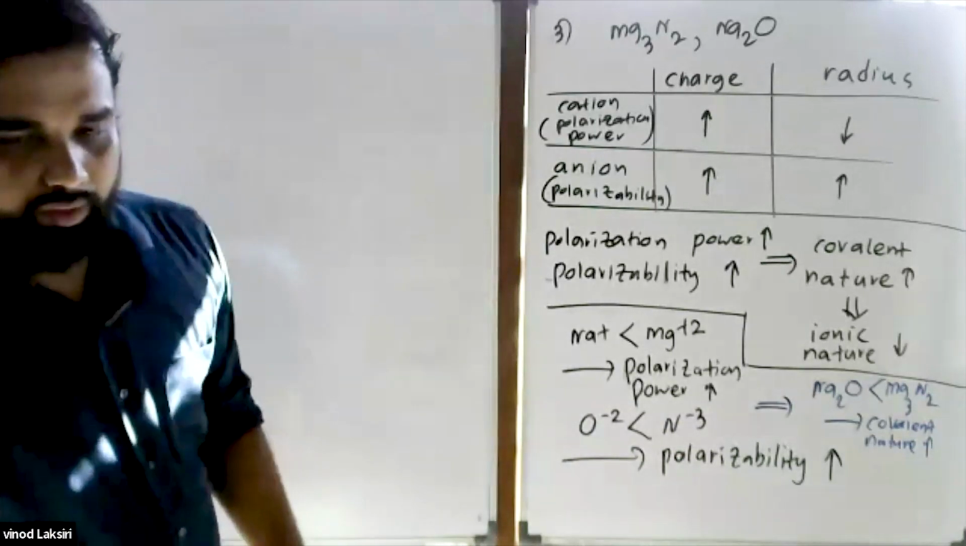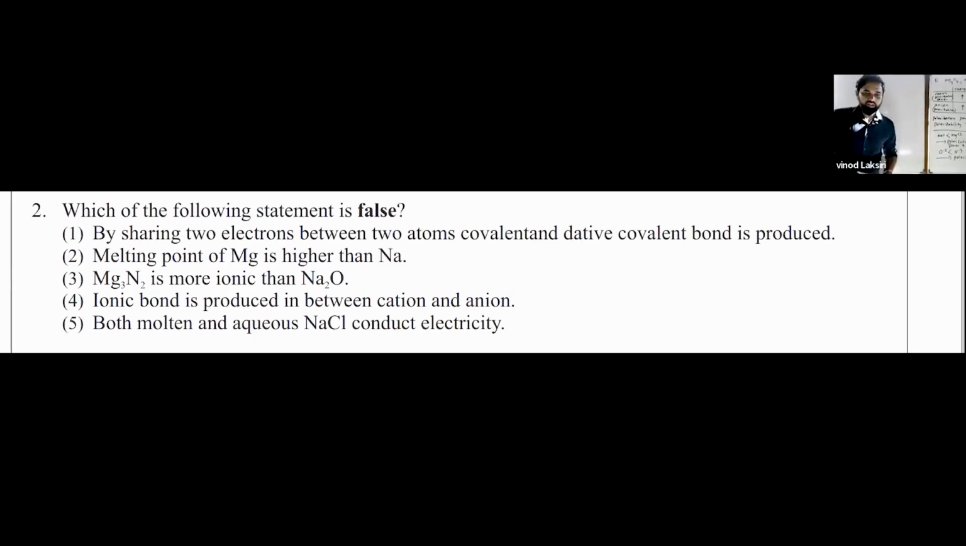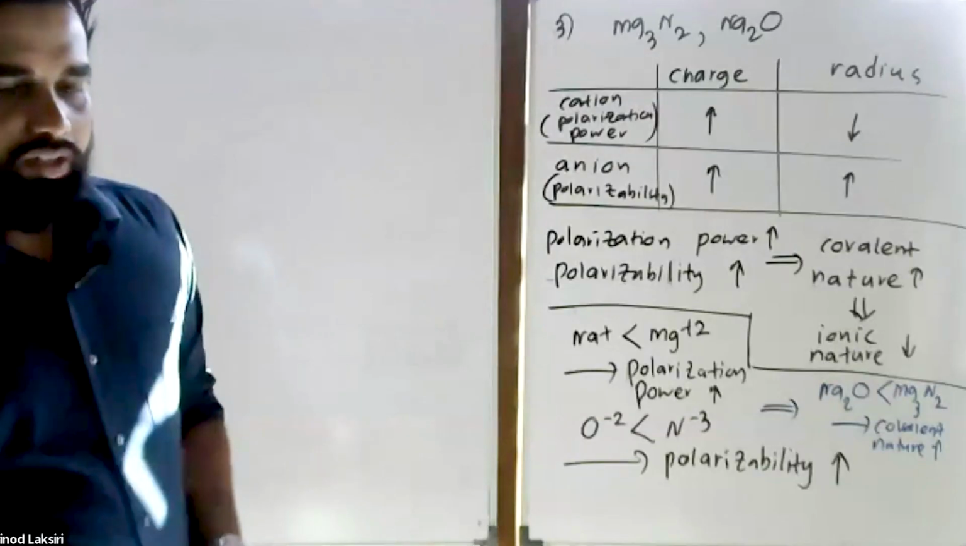Then the fifth statement. What is the fifth statement? Both molten and aqueous sodium chloride conduct electricity. What does molten mean? The liquid state is known as molten, right? That means liquid and aqueous sodium chloride conduct electricity. Yes, it is correct, right?